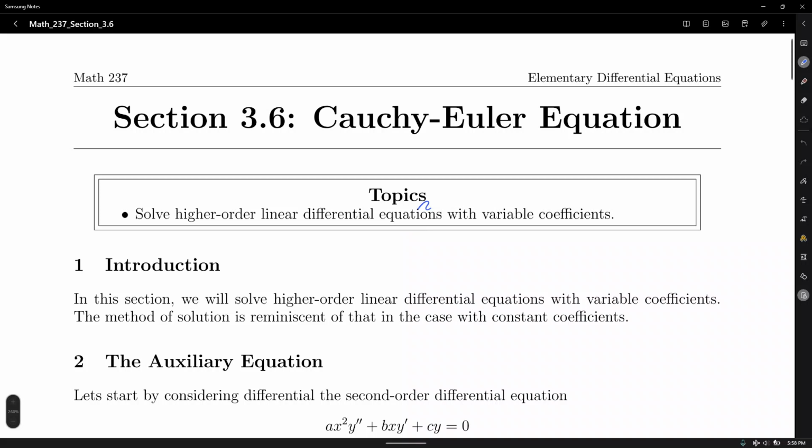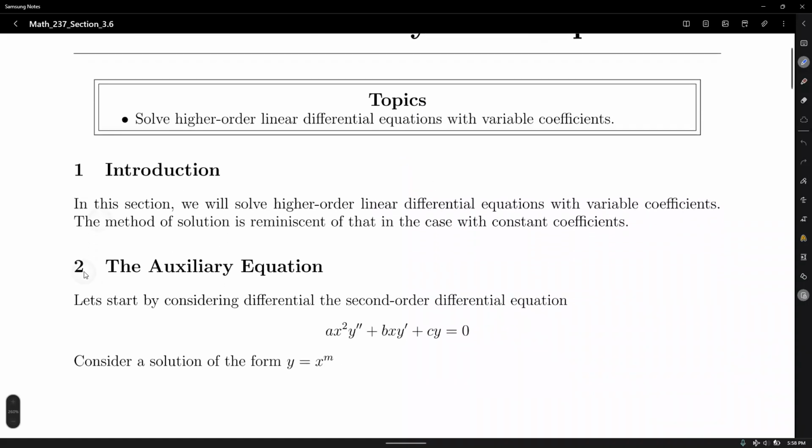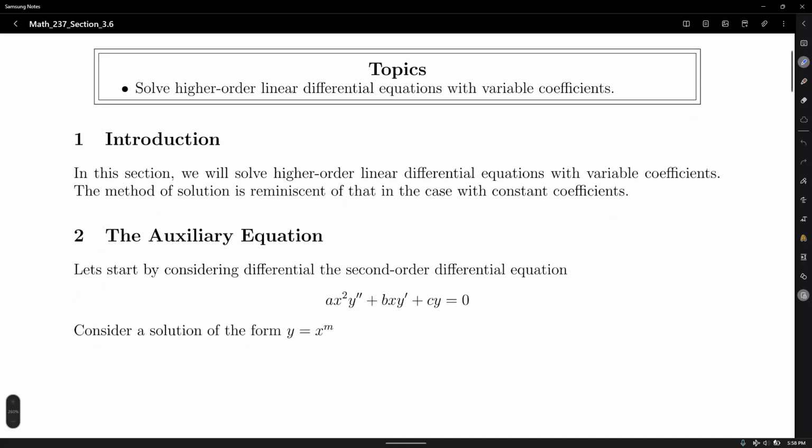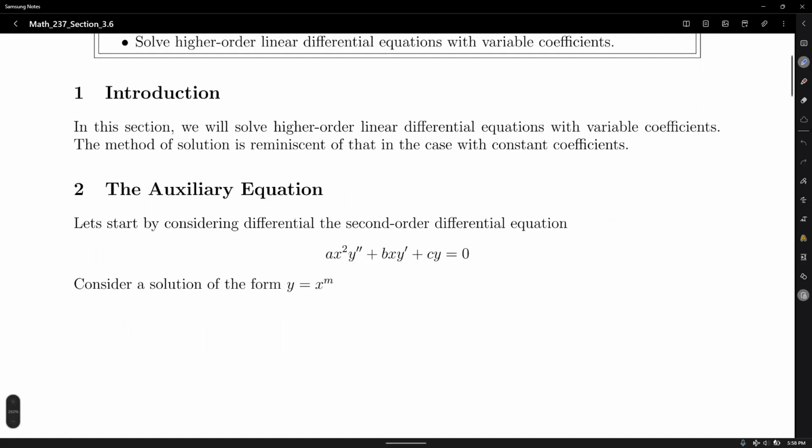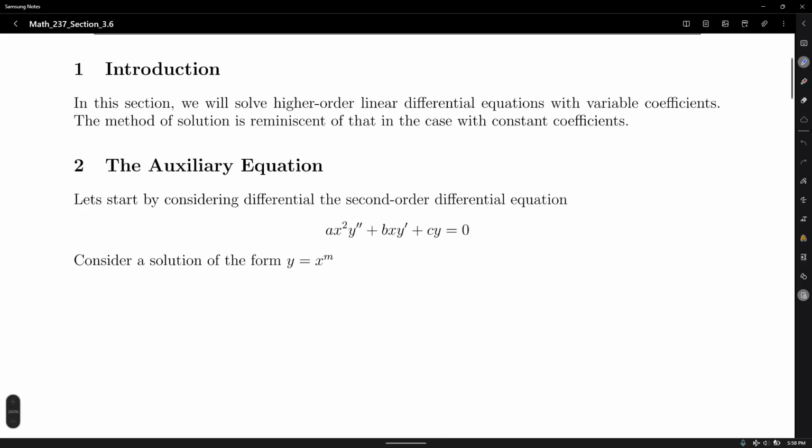Alright, in this video we will cover the notes for section 3.6 on Cauchy-Euler's equation. In this section we will solve higher order linear differential equations where the coefficients are variable, unlike the equations we solved in the previous couple of sections where the coefficients were only constants. The general second order differential equation with variable coefficients has this form: ax squared y double prime plus bx y prime plus c y equals 0.